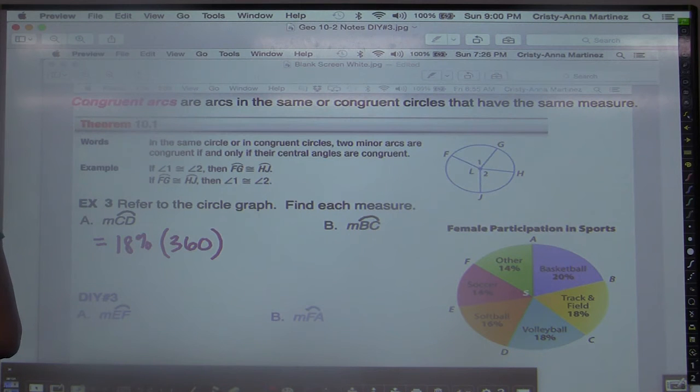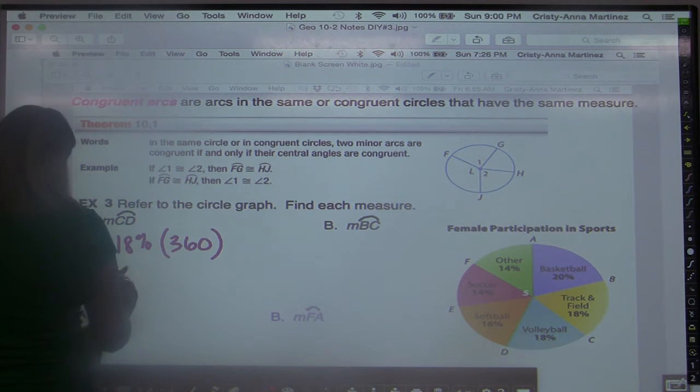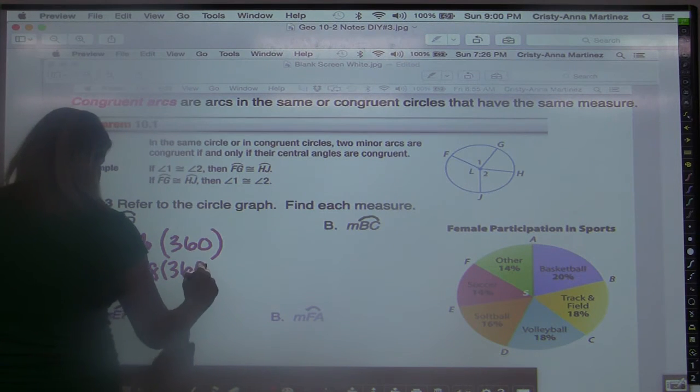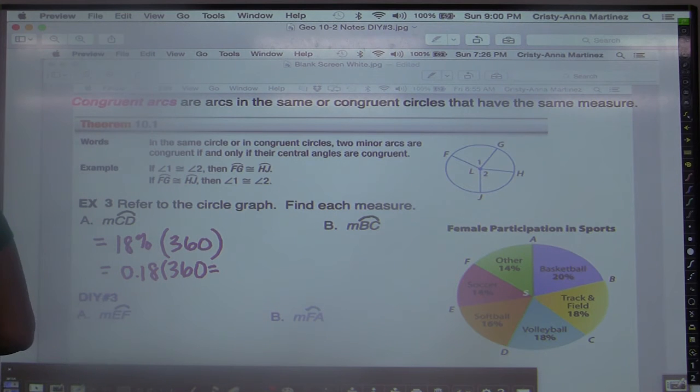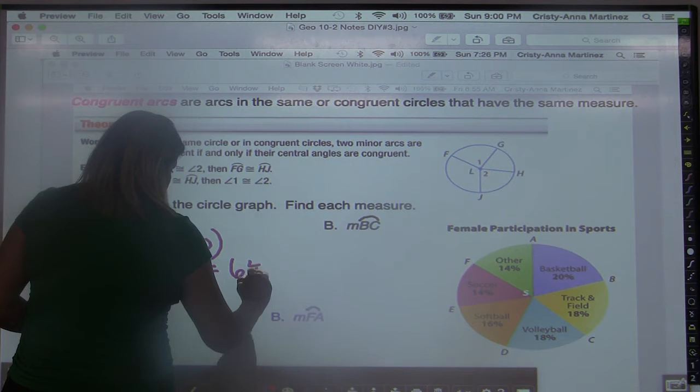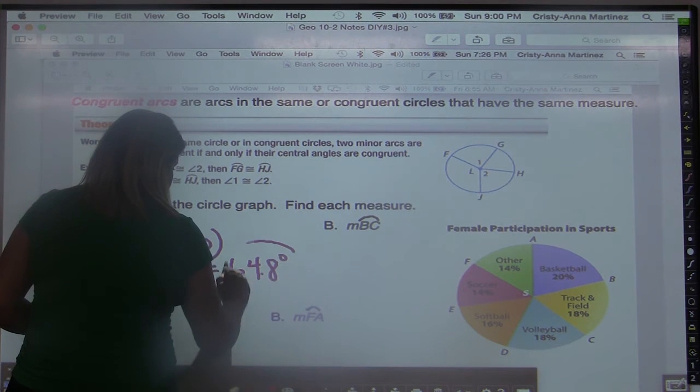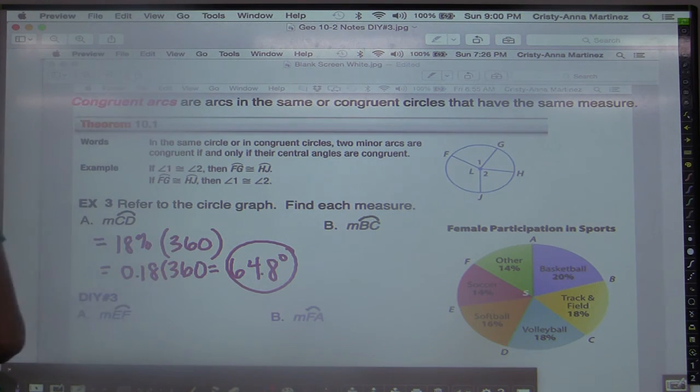Alrighty, and since we know that 18% needs to be a decimal, we're going to go 0.18 times 360, and when you multiply 0.18 times 360, you will get 64.8. So the measurement of arc CD is 64.8.